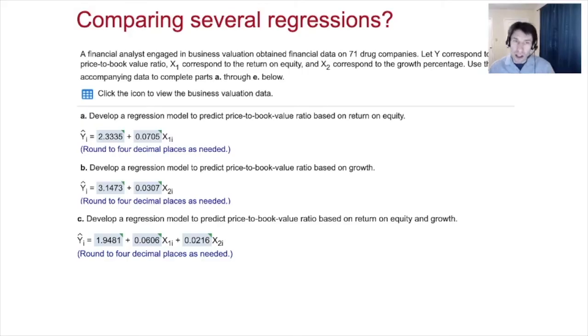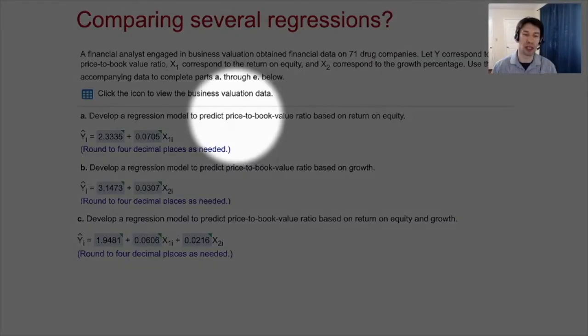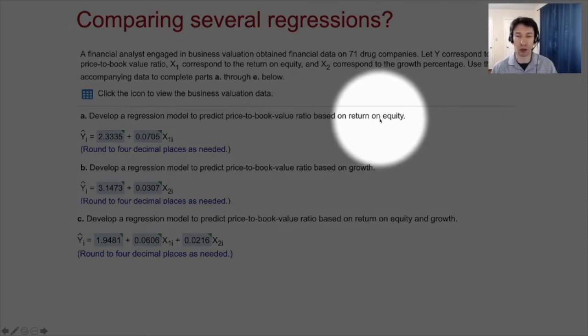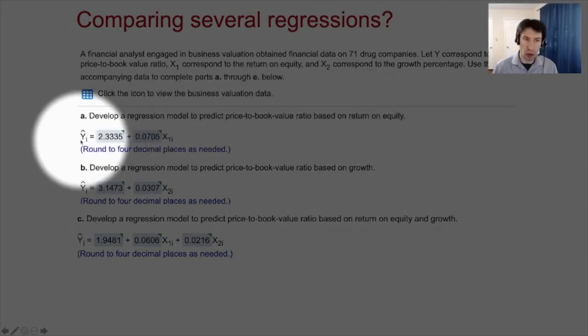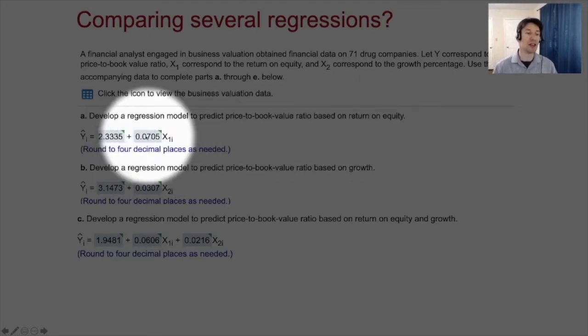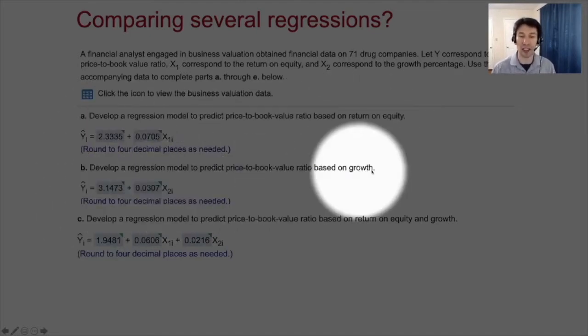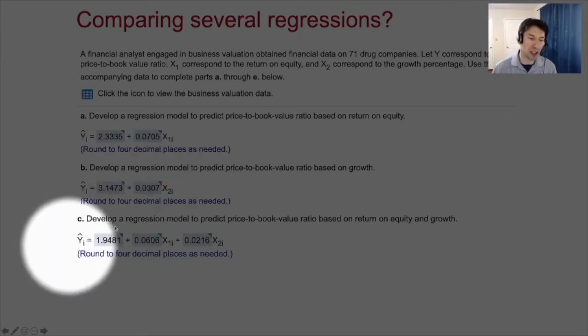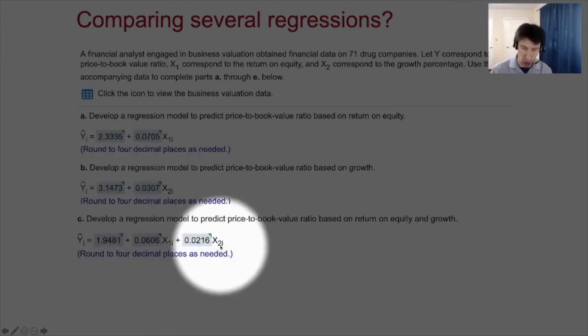You will get several questions that ask you to compare different models, meaning compare different predictions with different variables included as the regressors. So here's an example where you first have to develop a regression model to predict price to book value based on return on equity. That's one y variable and one x variable, the x1, return on equity. Then you have to do the same thing with the other variable they give you, which is growth. And then you have to do the same thing with both variables included in your regression.